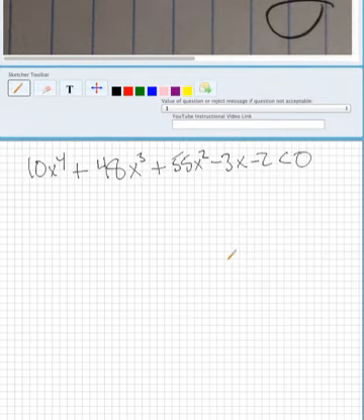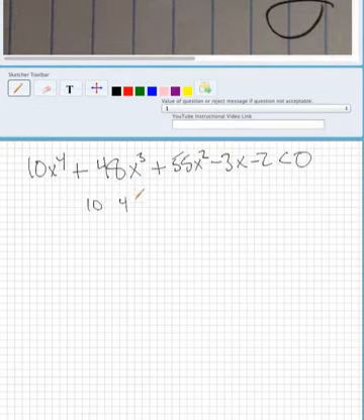So what we're doing here is we're trying to see where this polynomial is negative. So where it's less than 0, that's what it's asking. So what we need to do is find the zeros of this polynomial. And to do that, we want to do synthetic division.